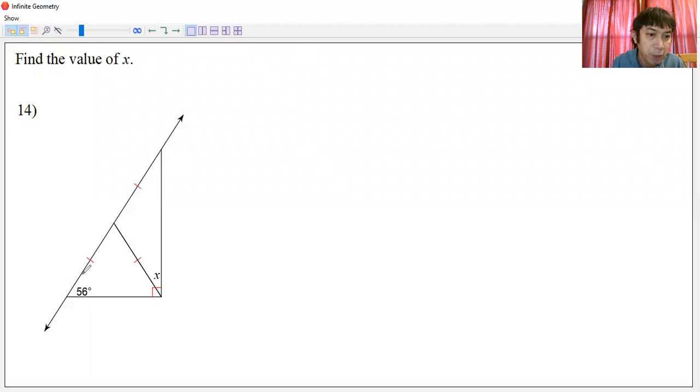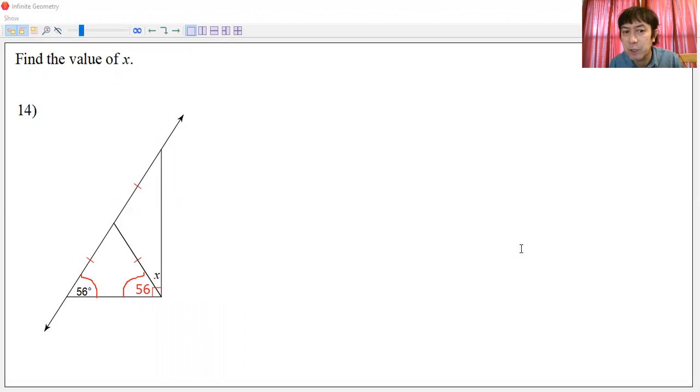This is 56. This particular angle, part of this triangle, is 56 degrees. There must be some simple solution. You can see this particular segment with a mark, and this particular segment has a mark also. That means this side is equal to this side, and we can conclude this is also 56. This part here must be 56 degrees there.